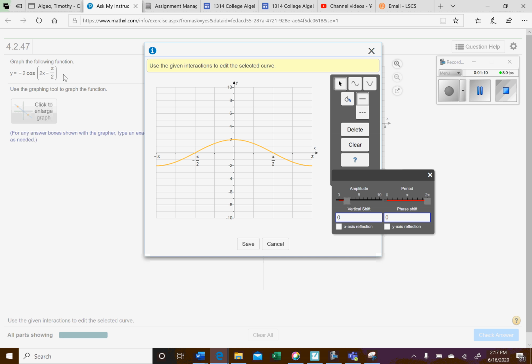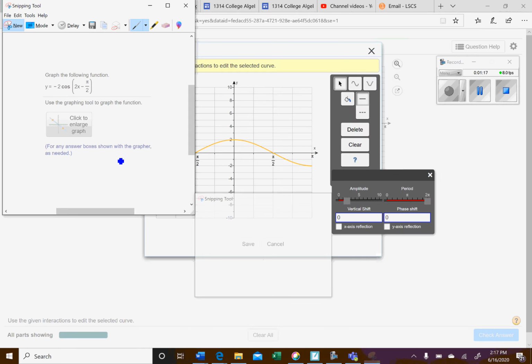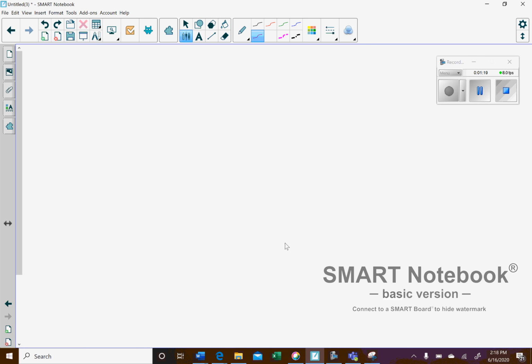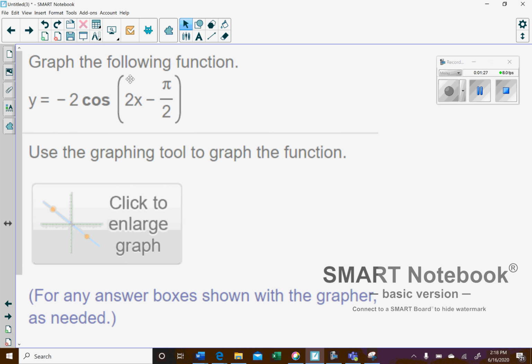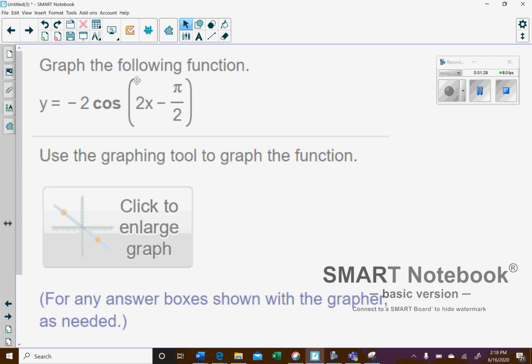Now you have to be careful. This is probably where a lot of folks are getting thrown off. So what I'm going to do is take a snapshot of this and work it out on this blank paper right here. Okay. So in order to figure out your phase shift and your period, you have to get the B value outside this parenthesis. So you want to factor it to where this is just an X right here.